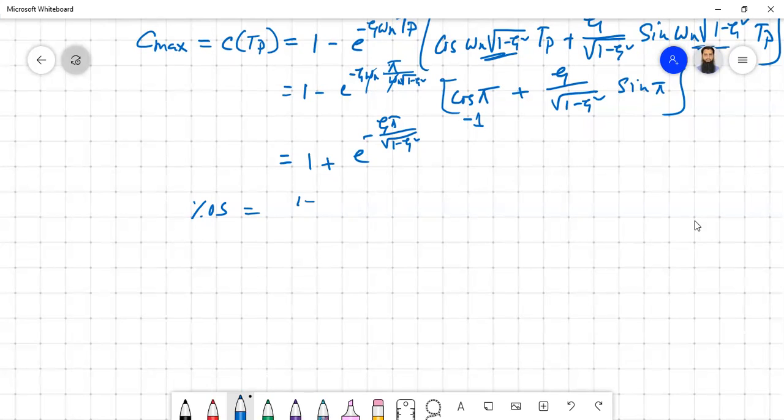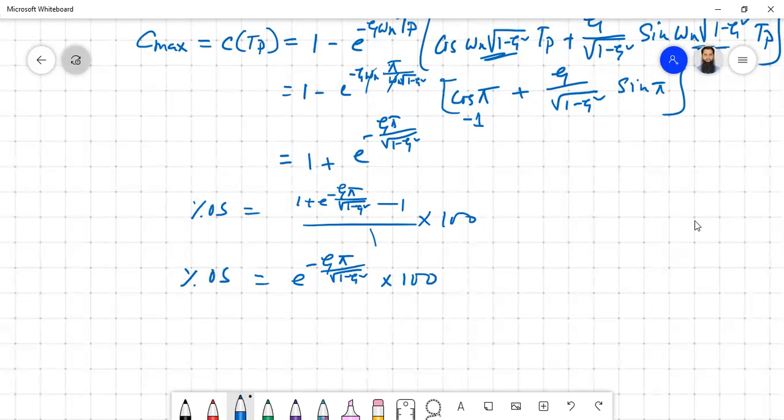So 1 plus e to the power minus zeta pi divided by root over 1 minus zeta square, minus 1, divided by 1, into 100. So basically the 1 gets cancelled out, and e to the power minus zeta pi by root over 1 minus zeta square into 100 is your percent overshoot. Okay. So this formula is to figure out what your percentage overshoot is.